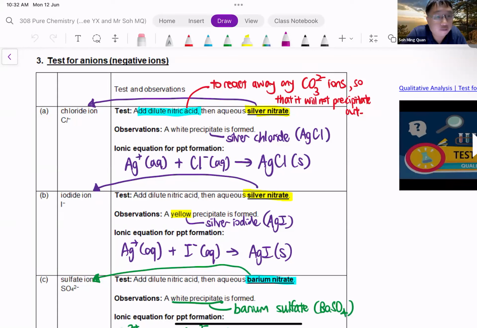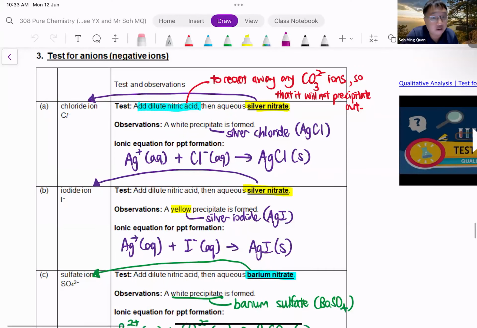Okay, if you want a short form, add acidified silver nitrate. It's the same thing. Okay, you form a white precipitate, which is silver chloride. For iodide, you add acidified silver nitrate as well. But this time around, you form a yellow precipitate, silver iodide. Okay. For sulfate, you add acidified barium nitrate. That forms a white precipitate of barium sulfate.